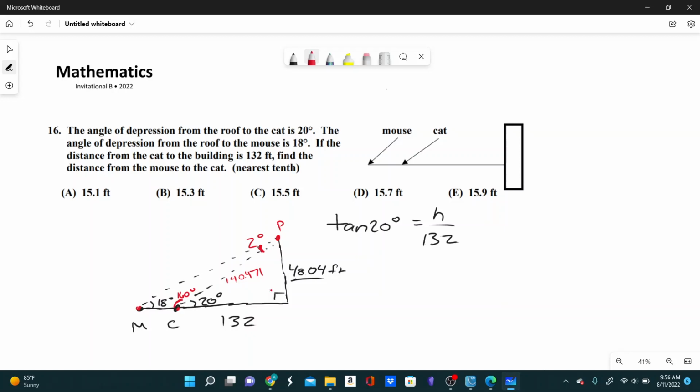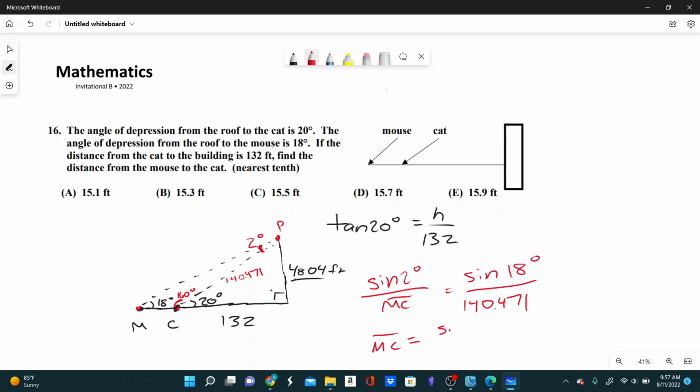And now we have everything we need. So we're looking for this distance MC, the distance from the mouse to the cat, and we can just use the law of sines. The sine of the angle divided by the length of the side is going to be constant throughout the whole triangle. Or in other words, the sine of 2 degrees divided by MC equals the sine of 18 degrees divided by the side opposite that, 140.471. So from this, just solve the proportion.